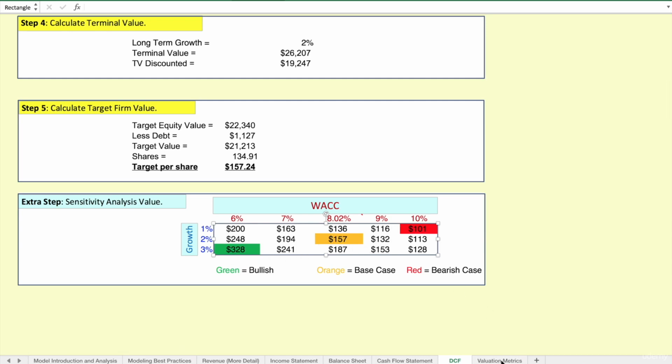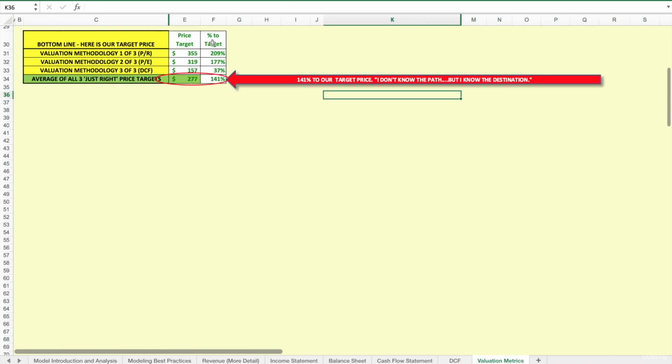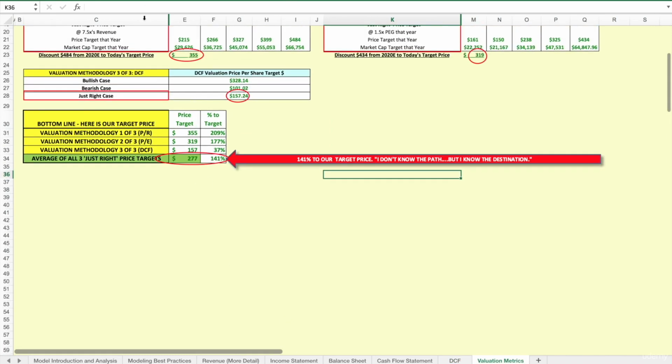Okay, so if we go here to valuation metrics, this will feed into there. And of course, they'll be green. This is the DCF methodology. Bullish was that amount, bearish was that amount, and just right was that amount, okay? And that came from the previous tab here. That's why it's in green.